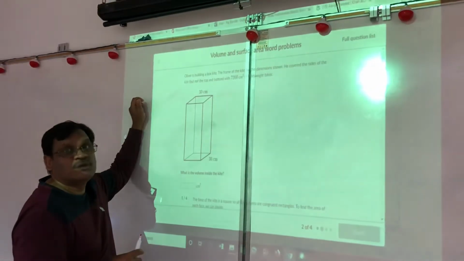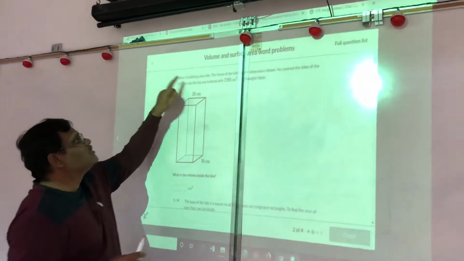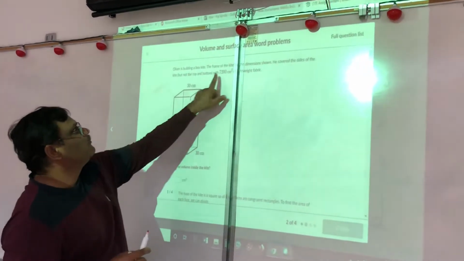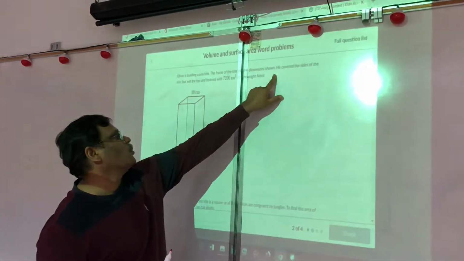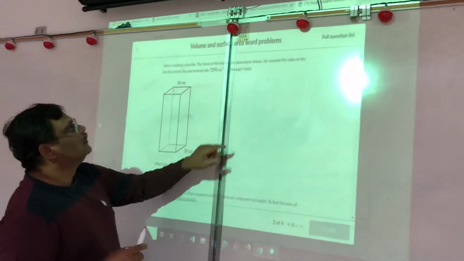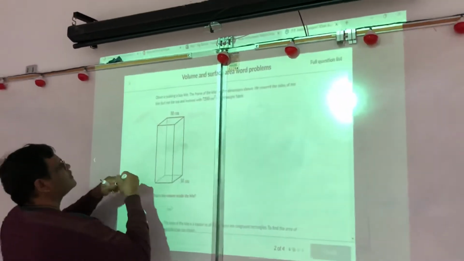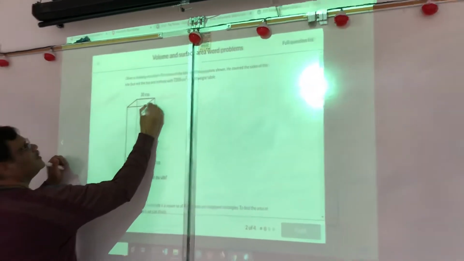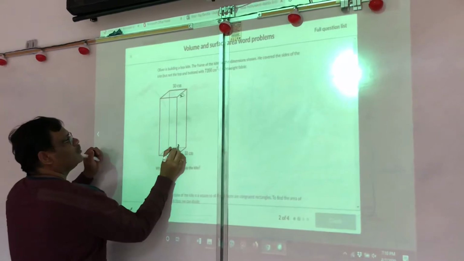Moving on to the third question now. Oliver is building a box kite, which was shown in the shape here. The frame of the kite has the dimensions shown. So when they say this is 30, and this is 30, so this would be 30, right? And this would be 30.